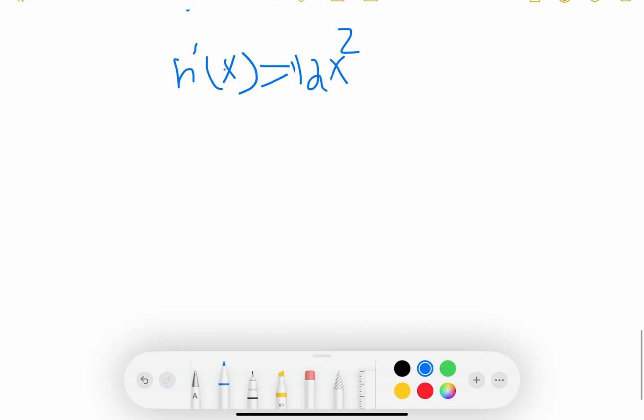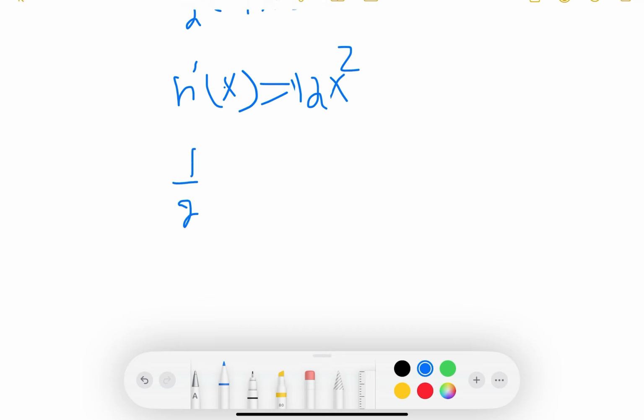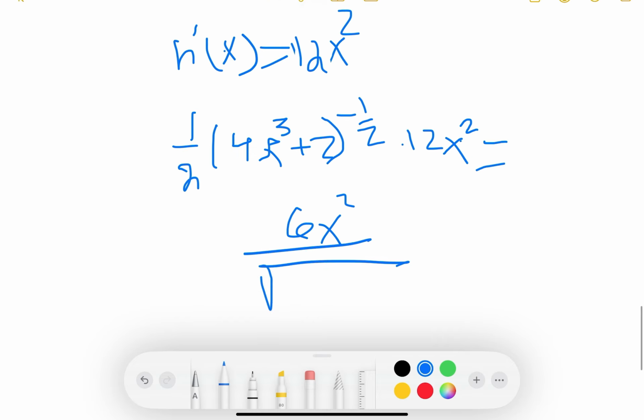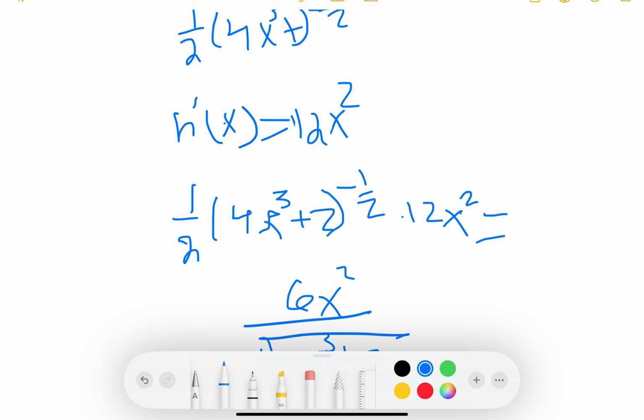So now what we know, we have 1/2, and then what was on the inside originally, 4x to the third plus 2, to the negative 1/2, times 12x squared. If you want to rewrite it properly, 12x squared. Remember, we still have the 1/2, and there's a negative exponent right there, so that's going to be flipped. It would be the square root of 4x to the third plus 2 in the denominator. And yeah, that is the chain rule.